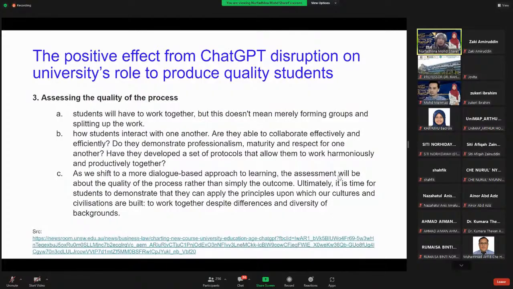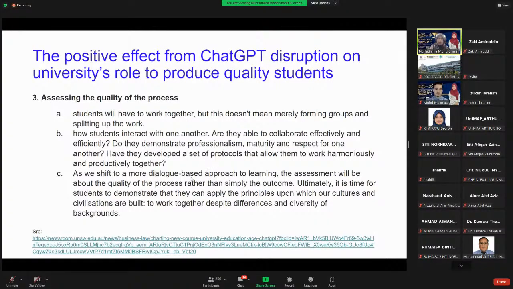And the third one, you might consider assessing the quality of the process besides only the output. So allow the students to work together, because you also need to ensure that they don't merely form groups and split the work. They need to be able to interact with each other. Are they able to collaborate effectively? Are they ready for professionalism?